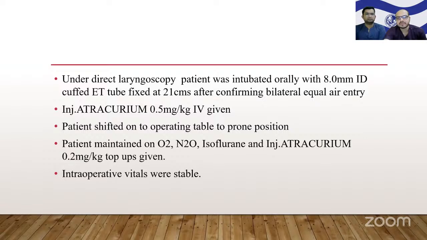Under direct laryngoscopy, the patient was intubated with an 8 millimeter internal diameter cuffed endotracheal tube and was fixed at 21 centimeters after confirming bilateral equal air entry. Injection atracurium 0.5 milligram per kg IV was given. The patient was later shifted onto the operating table to prone position. Patient was maintained on oxygen, nitrous oxide, isoflurane, and injection atracurium 0.2 mg per kg IV top-ups. Intraoperative vitals were stable.